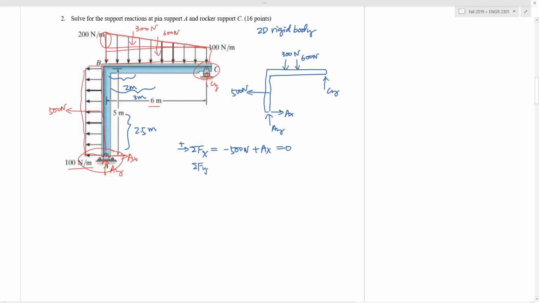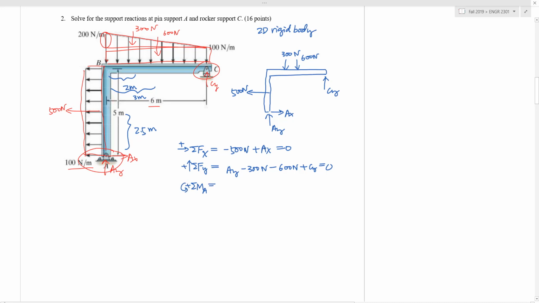Resultant force along the y direction, by convention, up is positive. So we will have our positive AY minus 300 Newton minus 600 Newton plus CY equals 0. And then we will have our resultant moment. It's up to you where you want to summarize your moment about. We're going to summarize it about point A. According to convention, counterclockwise is positive.